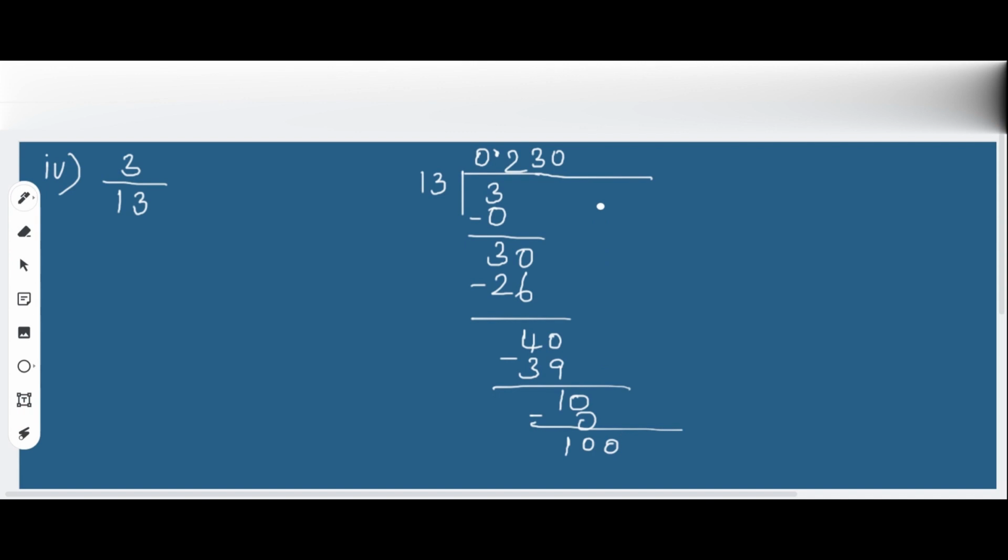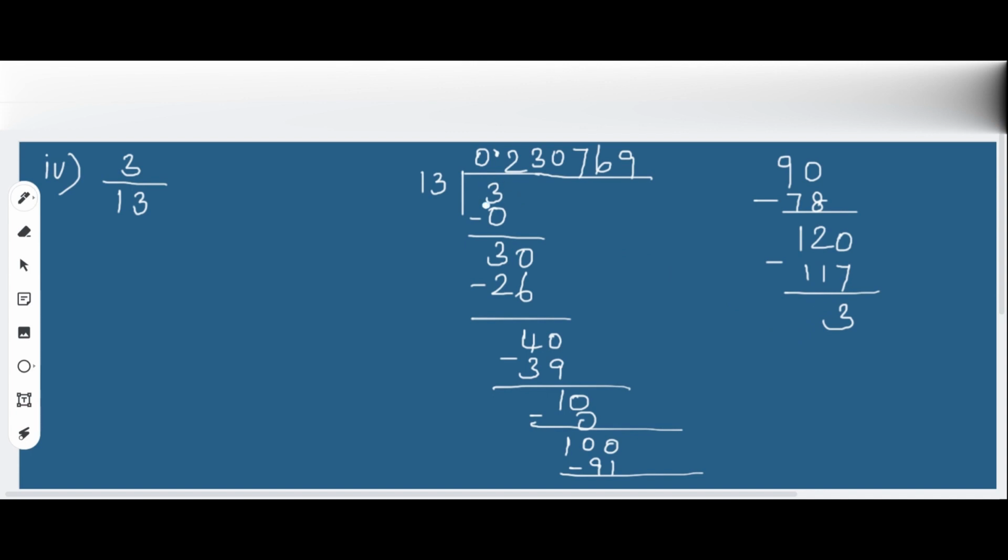So how many times in 100? 13 times 7 is 91, right? 91 I will write here. 100 minus 91 is 9. So insert a 0. How many times in 90 in the 13 table? 6 times. 13 times 6 is 78. 90 minus 78 is 12. So add a 0. How many times in 120 in the 13 table? 9 times. 13 times 9 is 117. So your remainder is 3.